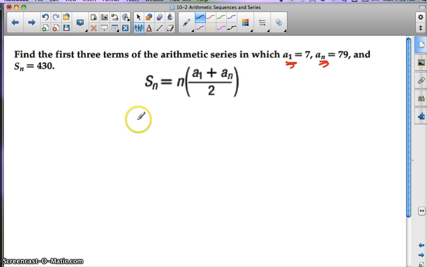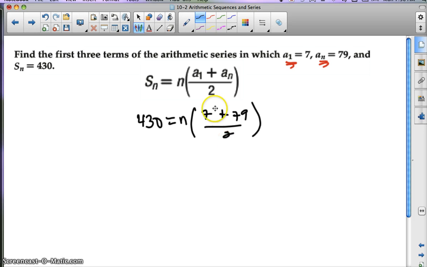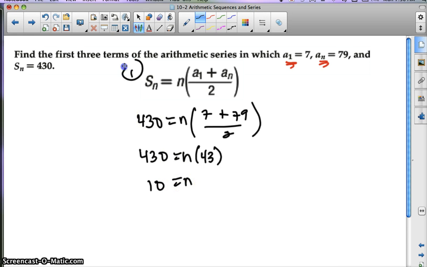So we have 430 is equal to n times (a sub 1 plus a sub n) over 2, because we want to know what n is. So it's going to be 7 plus 79 over 2. We calculate that out, which is 43, so we have n times 43. Divide by 43 on both sides, n equals 10. Now we want to find out what d is. So this is our first step.